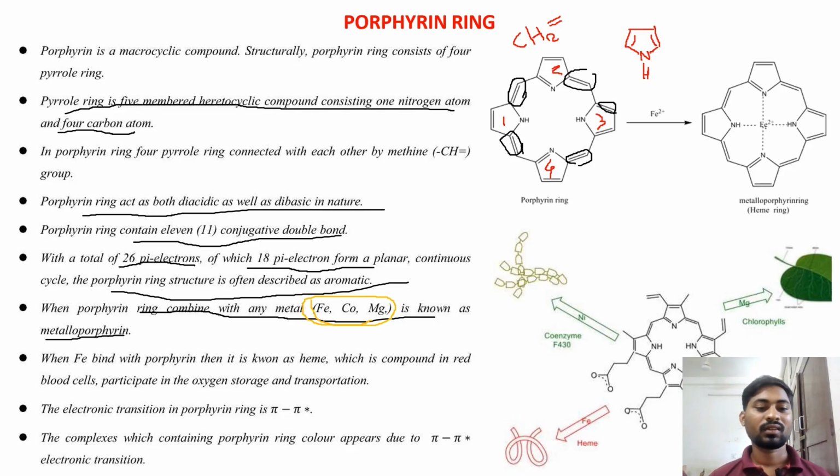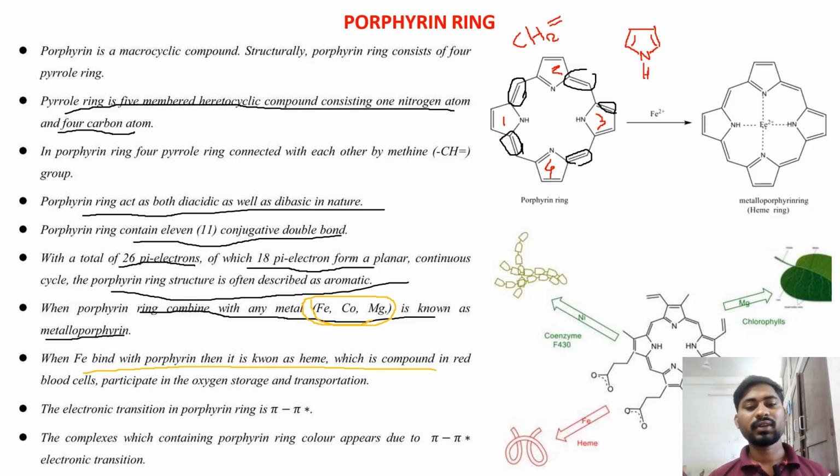When ferrous binds with the porphyrin, it is known as heme, which is a compound in red blood cells. In red blood cells, we have hemoglobin. The hemoglobin contains porphyrin rings, which are responsible for the red color of red blood cells. So these porphyrin rings are very important to maintain the shape and stability of red blood cells.